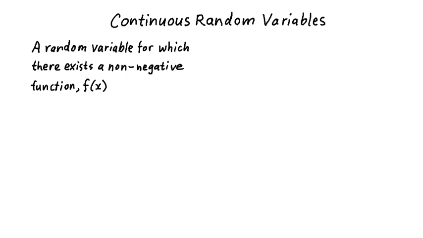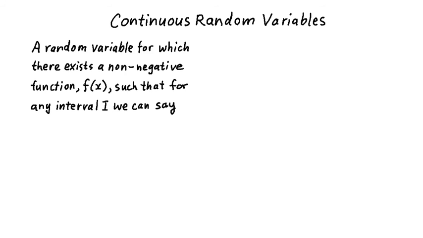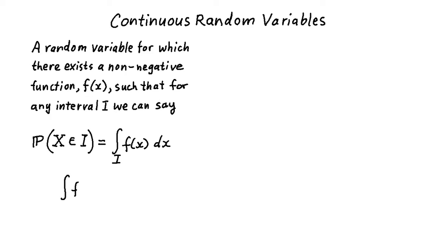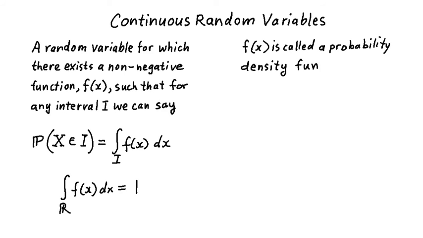The second of our two categories of random variables is termed continuous random variables. A continuous random variable is one for which there exists a non-negative function, say lowercase f of x, such that for any interval capital I, the probability that the random variable capital X is found there can be determined by integrating lowercase f over said interval. In addition to lowercase f being non-negative, we require that its total integral over all real numbers is equal to 1. The function lowercase f is called a probability density function.